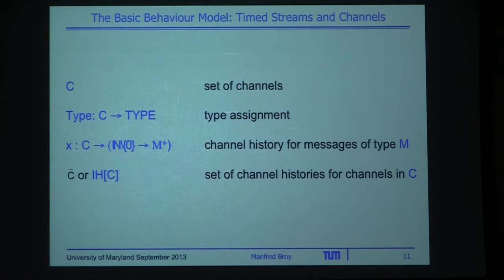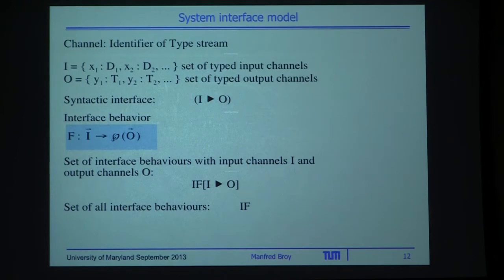And just to repeat that, if you have a set of channels, we give a type to each channel, and we can give a history to a set of channels. I use this notation to denote the set of all histories over a given set of channels, or sometimes I use a C with an arrow to write that. And so we have the system interface model. Here you see nothing new, just what I introduced so far: syntactic interface and semantic interface, a mapping between the histories of input channels and sets of histories of output channels. And the system is deterministic if for each input history the set of output histories contains exactly one element.